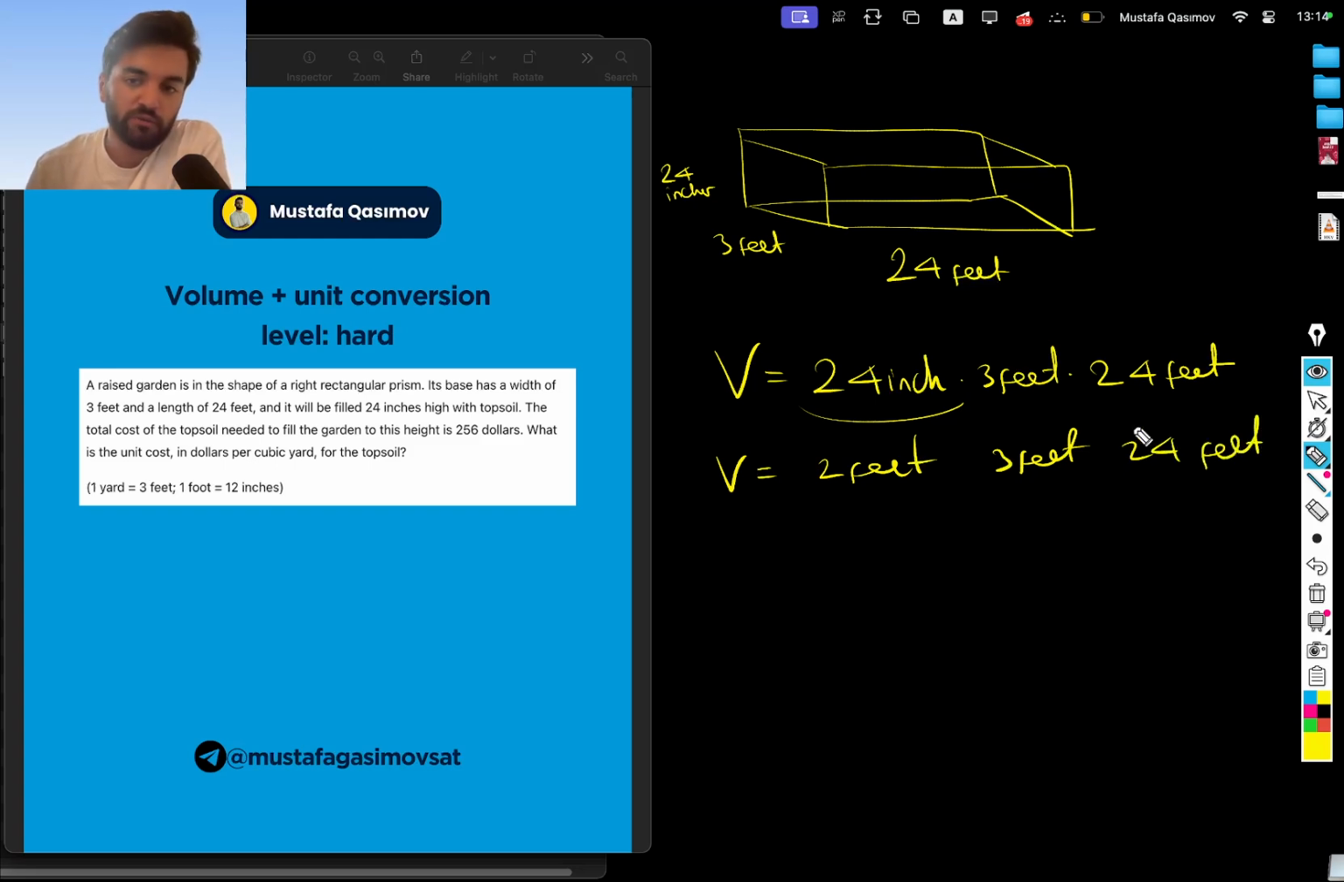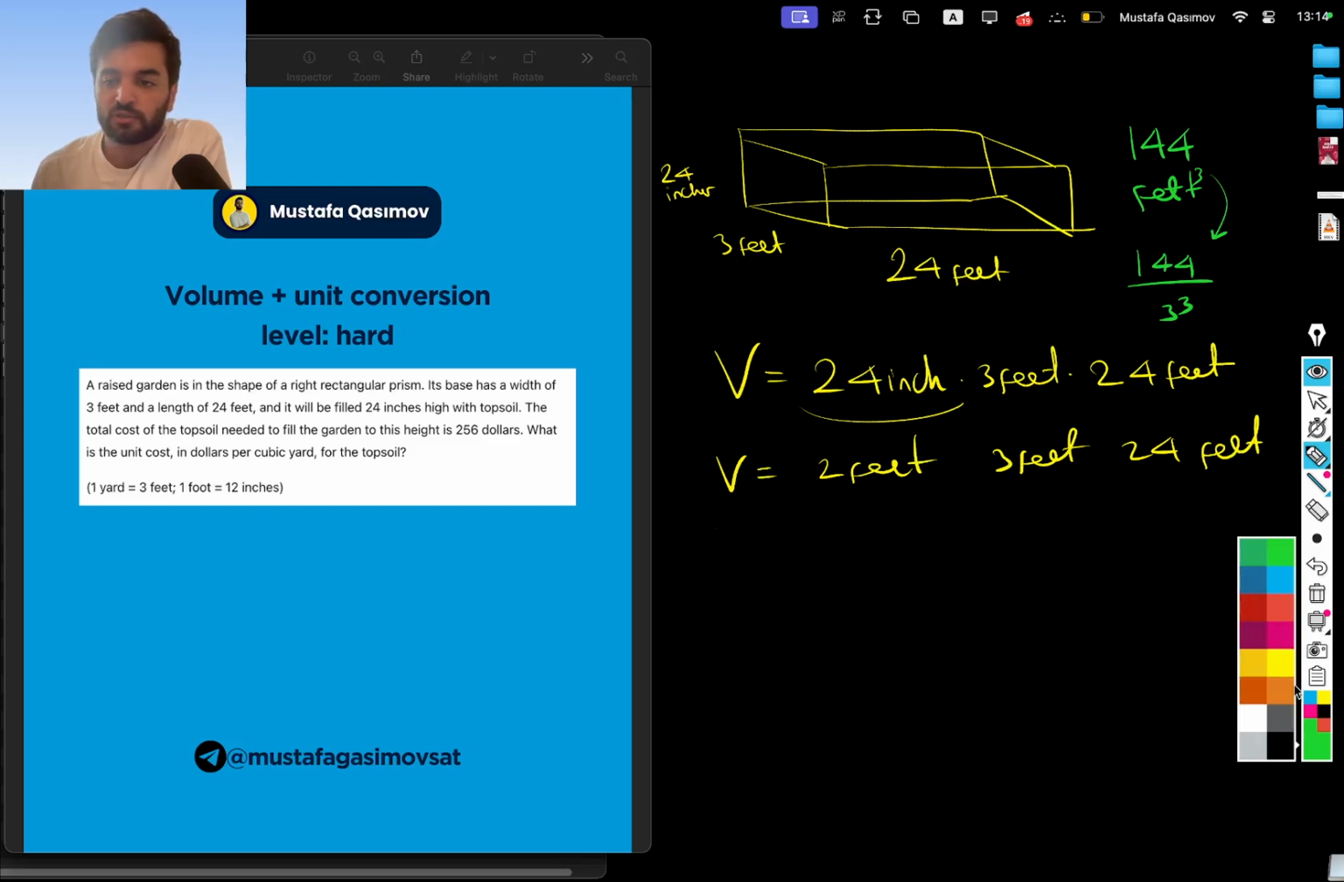Again here you have two methods. First one, multiply them. It will be equal to 2 multiplied by 3 is 6, 6 multiplied by 24 will be 144. So it is 144 feet cubed. Then convert that one to yard. But when you are converting to yard, you cannot just divide by 3. It is not correct. Because this is cubed, you have to divide it by 3 cubed. Or you can do the conversion actually here.